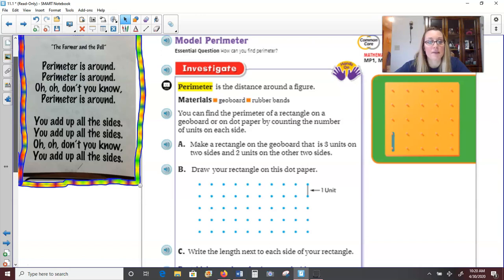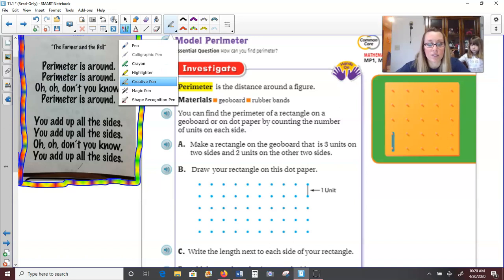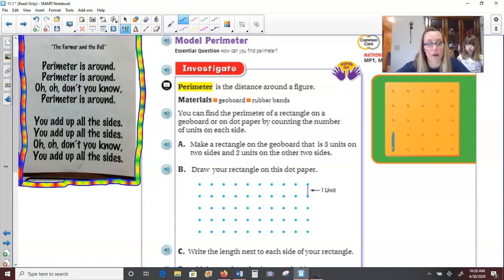If we were in class, we would actually have these geoboards and rubber bands, and we would be building our own shapes, and we would count from one peg to the other as one unit. We would see what kind of shapes we can make with our rubber bands. But since we're not in class, we'll just use the dot paper that they have in our book.